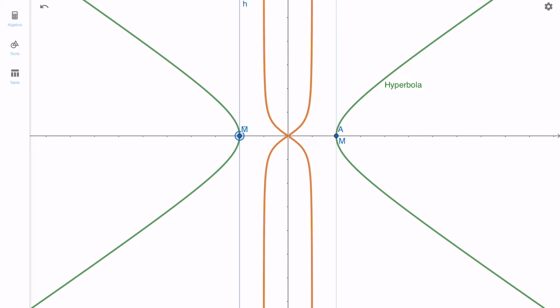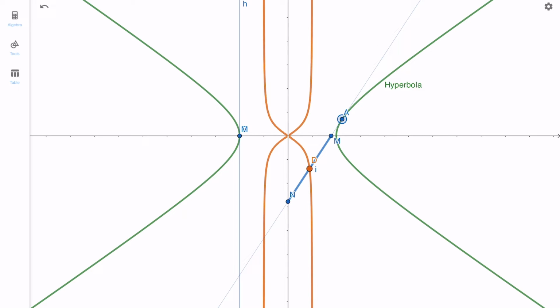Hello everybody, so in this video we're going to look at loci involving hyperbola and ellipses. So we can see in this diagram in front of us we have two curves. The green curve is for the hyperbola, and we're going to talk about how the orange curve is formed. The orange curve is formed by a tangent that moves along the hyperbola.